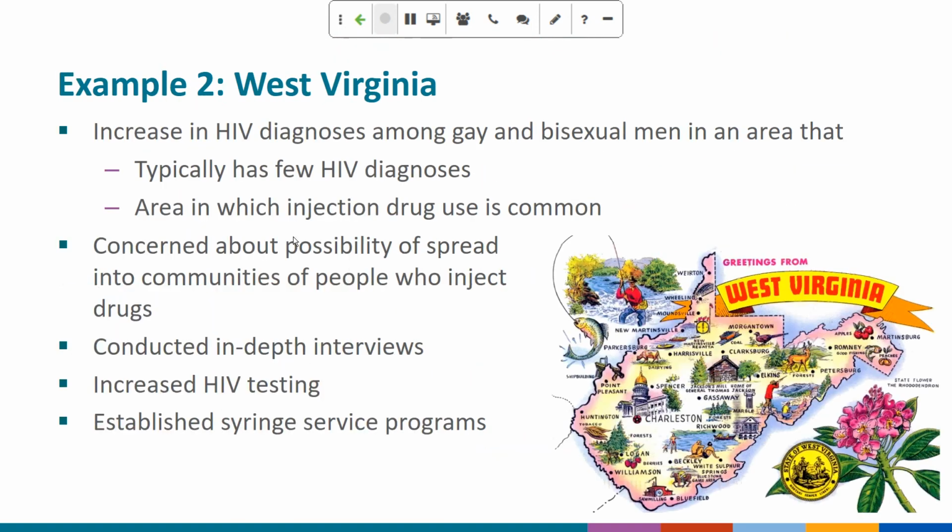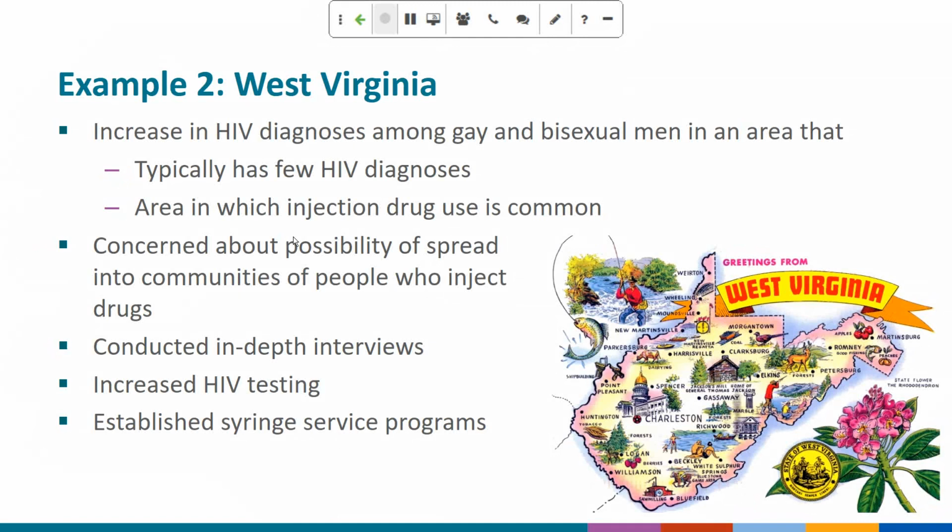As I mentioned, sometimes we identify a possible increase in transmission by seeing an increase of cases in HIV. Here's one example of that scenario. The West Virginia Health Department identified an increase in HIV diagnoses among gay and bisexual men in a part of the state that typically has few HIV diagnoses. Because injection drug use is common in that area, the health department was also concerned that HIV might spread into communities of people who inject drugs.